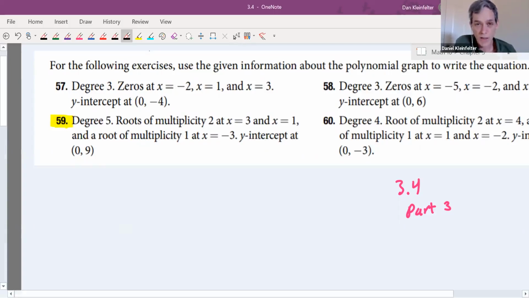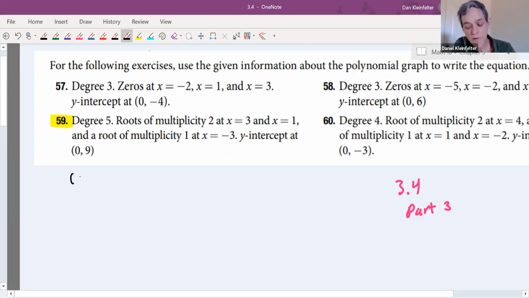It says we want the polynomial to have degree 5. It'll have roots of multiplicity 2 at x equal 3 and x equal 1, so each of those will occur twice. And then a root of multiplicity 1 at x equal -3. And then it says something about the y-intercept, but we'll deal with that later. So for now, let's try to figure out what the factored form will start to look like.